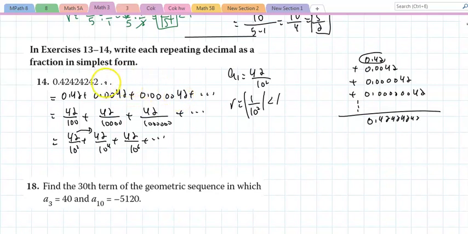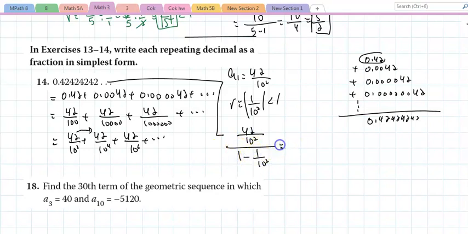So I could take this sum and I could say that's the very first term, which is 42 over 10 squared divided by 1 minus r. Right? And what would that be? 10 squared is the LCD, so this has it. That's 42 over 100 minus 1 is 99. That simplifies because 42 is divisible by 3. 3 divides 42 14 times, and 3 divides 99 33 times.